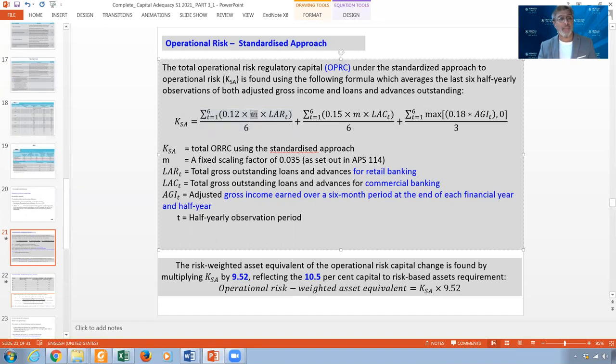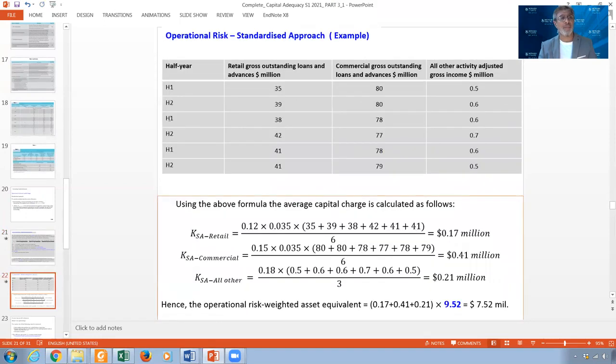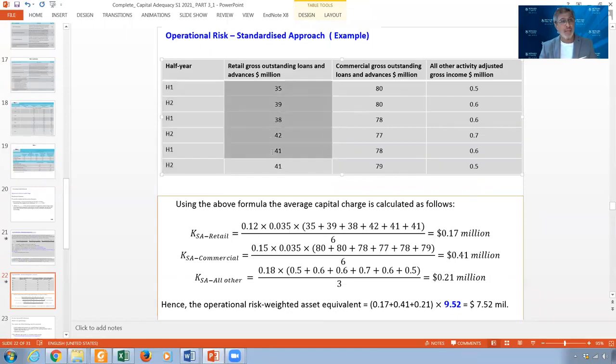So this is M, and M is 3.5, and then these are the values of the retail banking. These are the values for commercial banking, and these are the values for other businesses. Let's look at this example. As you can see, this is the retail banking. This is the loan for retail banking for first half of year 1, second half of year 1, first half of year 2, second half of year 2, first half of year 3, and second half of year 3. As you can see, this is 6 periods, and these are the values, and these are the values for commercial banking, and these are the values for all other activities.